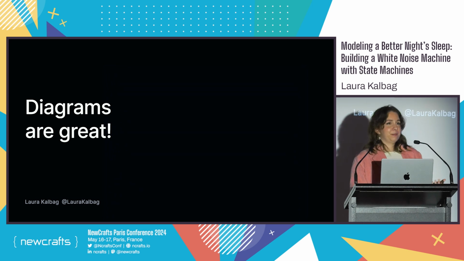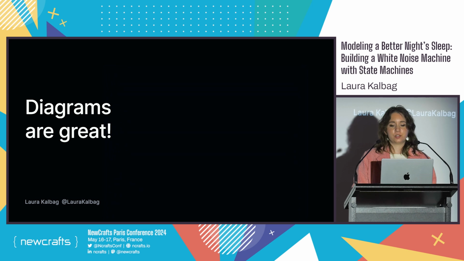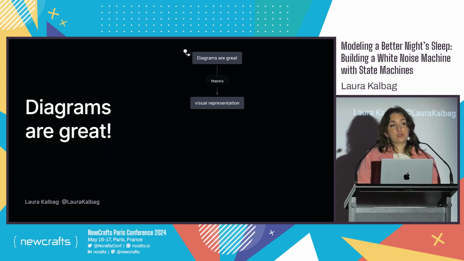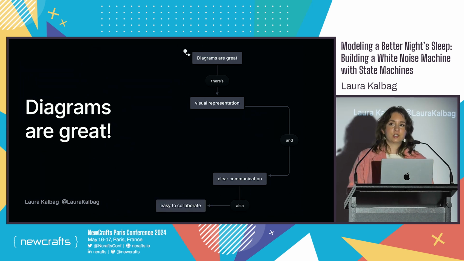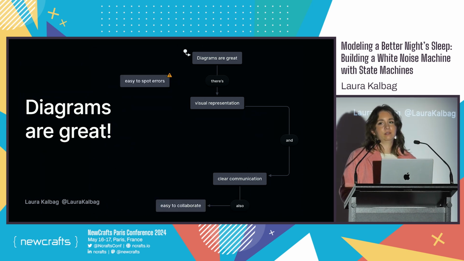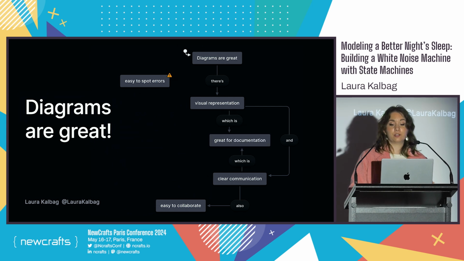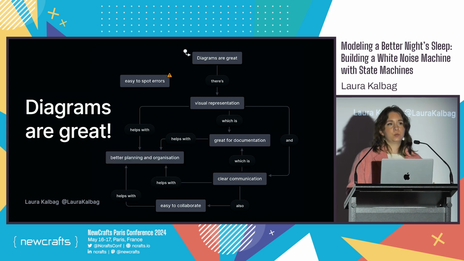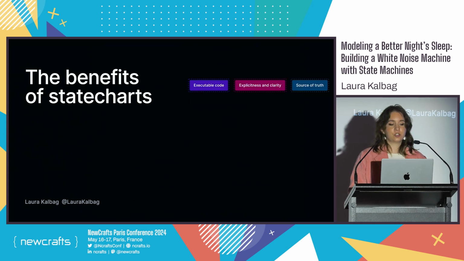So through this demo, you might be thinking, well, this is quite easy to understand. Like, I don't have to explain that much, and potentially this is an understandable way of looking at things that is helpful for so much of the audience. And it's because diagrams are great. They're a visual representation of your code, and that helps with clear communication. So it's really easy to collaborate, and that makes it much easier to spot errors as well, which is really great for documentation. And all of this helps with better planning and organization.